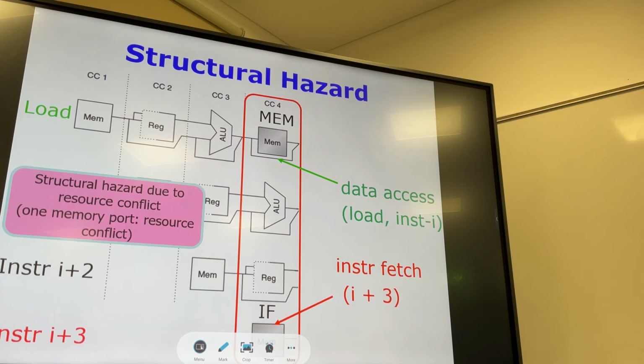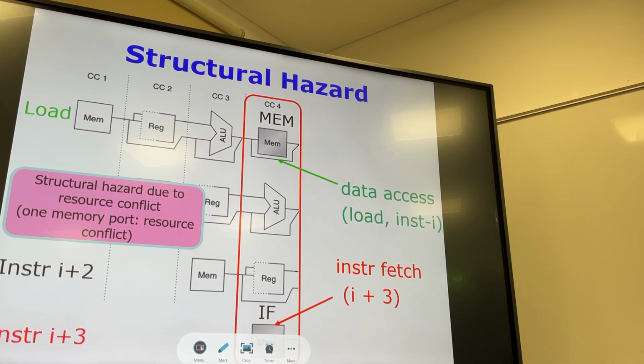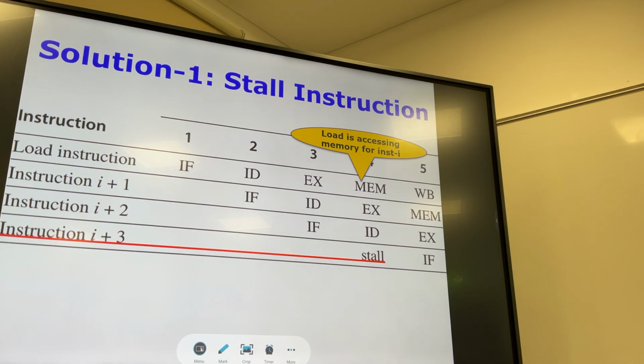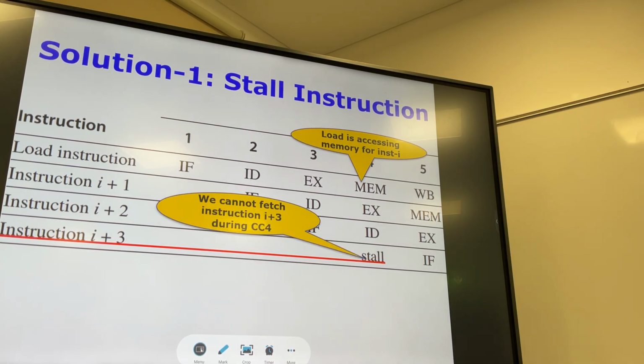This is a structure hazard. One instruction is in the memory stage, and another instruction is in which stage? Decode stage. So we need a separate instruction memory and separate data memory. Remember? So we need a stall here.